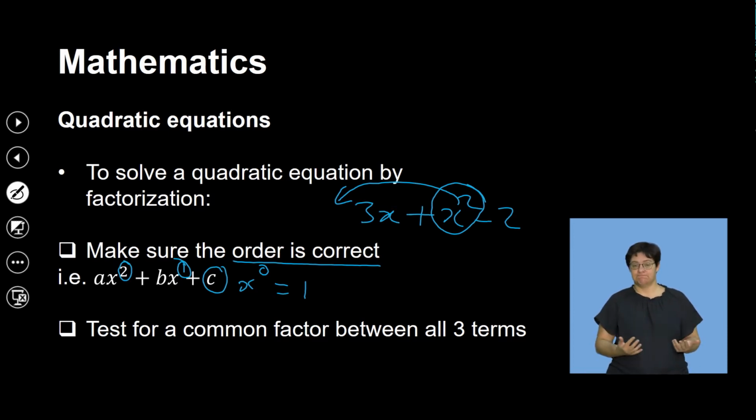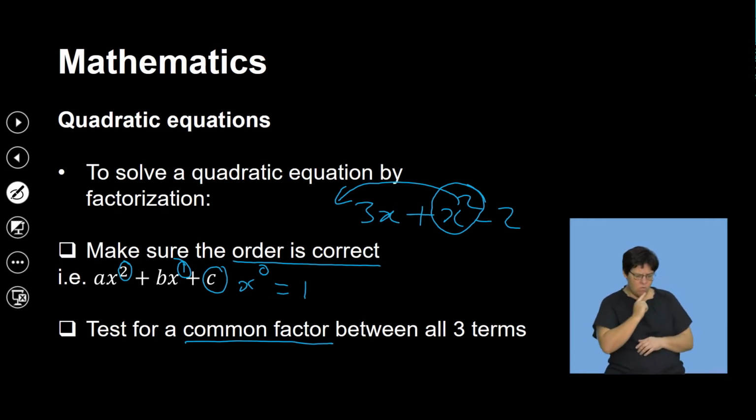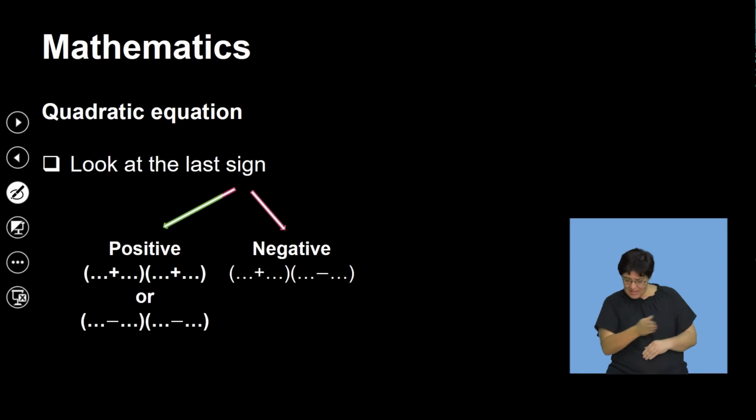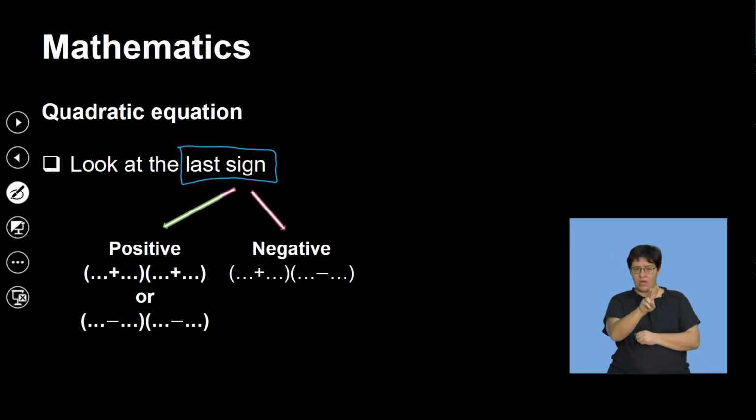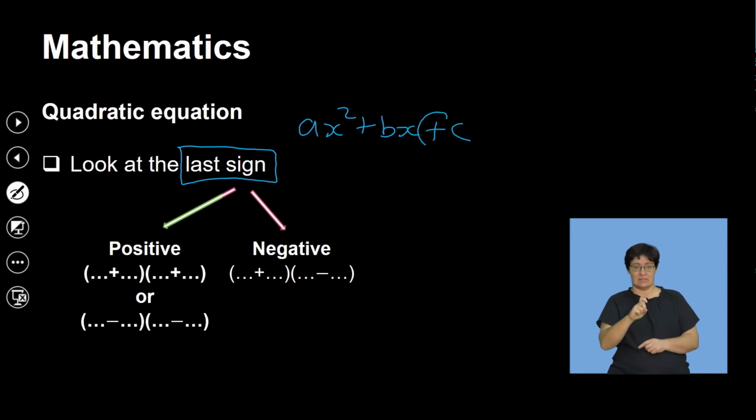Then you need to test for a common factor. Can I take out a common factor from the terms that I have? If yes, do that and then factorize after. But if you cannot take out a common factor, or even after you've taken out the common factor, you then look at the sign of the last term. I said it's ax squared plus bx plus c, so this last term will be the plus there.